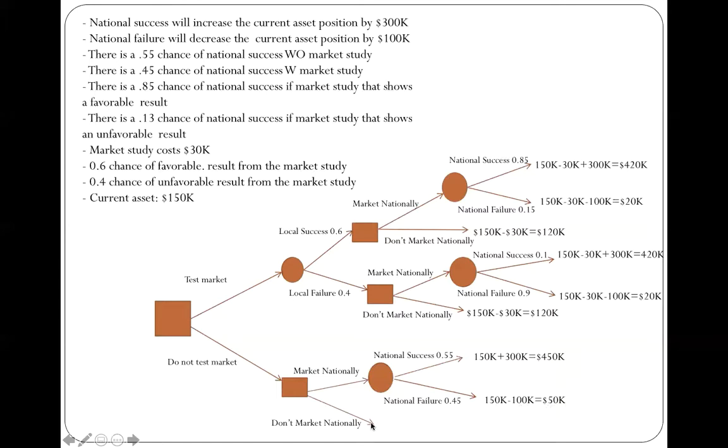And in this terminal branch, we only have 150K because why? Because in this scenario, we decide not to do the local test and not to do the national marketing. So we just are left with the initial value of the asset. We don't deduct anything, we don't add anything.